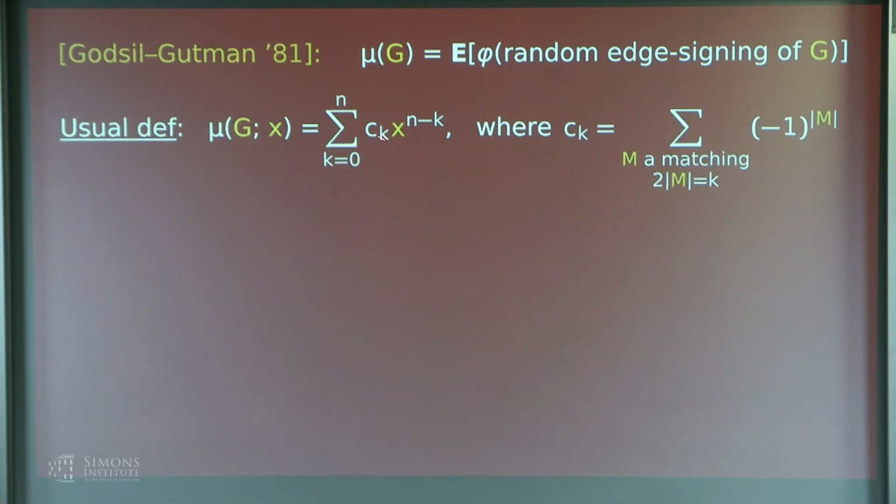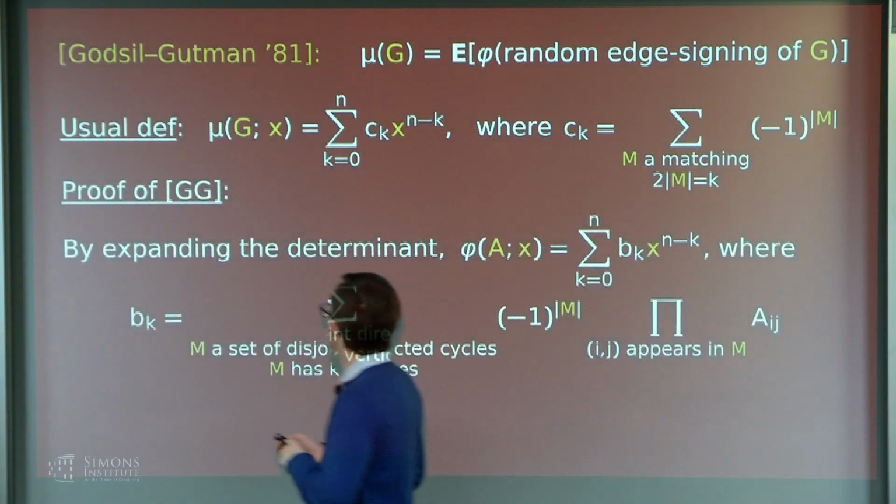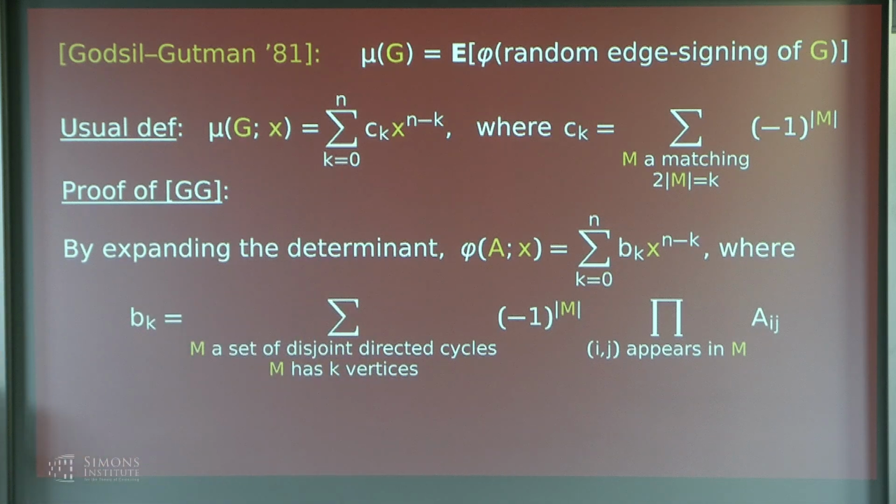So it's a polynomial, the kth coefficient of which is, basically up to this -1 sign, the number of matchings in the graph with k vertices. Okay, so why is that also equal to this expected characteristic polynomial of a random edge signing of the adjacency matrix? Well, here's the proof.